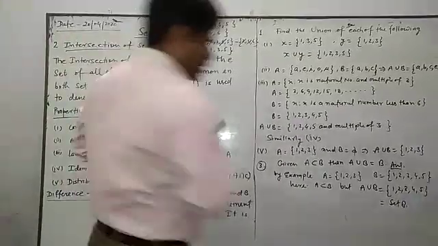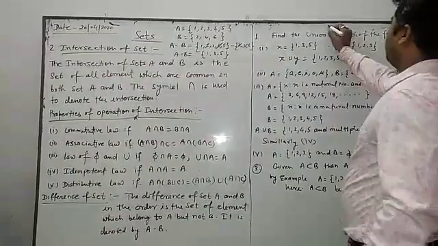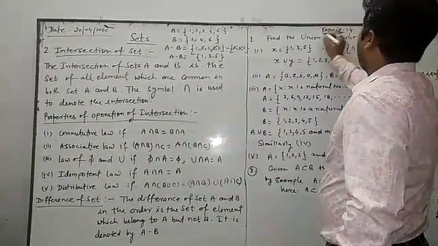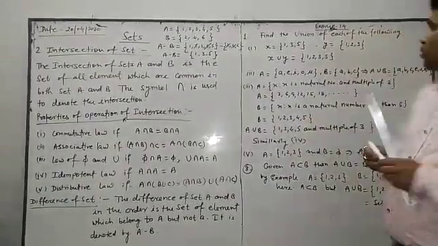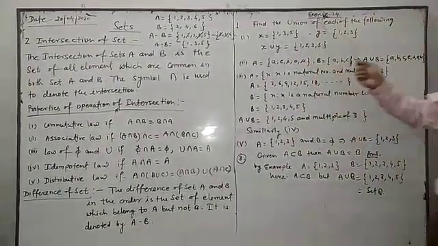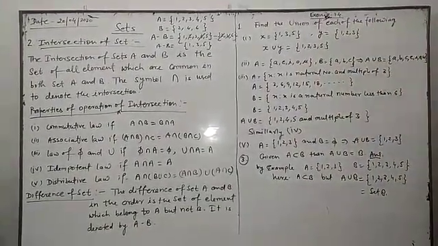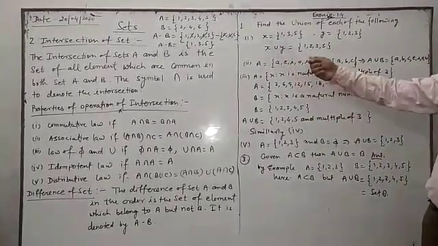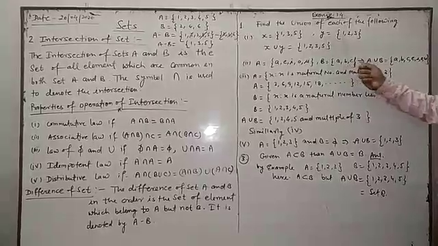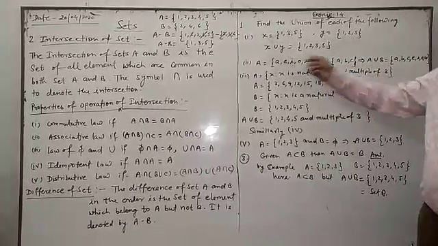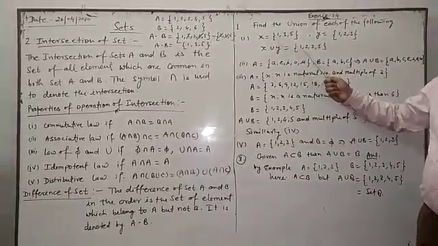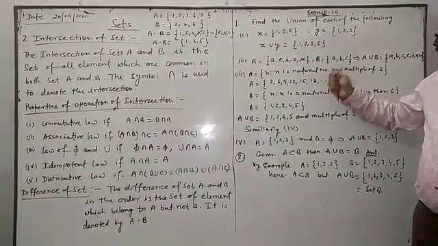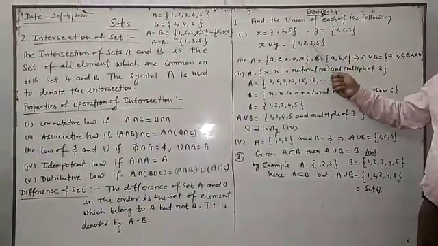Now Exercise 1.4. The first question is given here. Find the union of each of the following. The first question: X is equal to {1, 3, 5} and Y is equal to {1, 2, 3}. Now X union Y is equal to {1, 2, 3, 5}. 1 is common in both, so we write it one time. 2 and 3 are also in both, so we write them one time, and then 5.